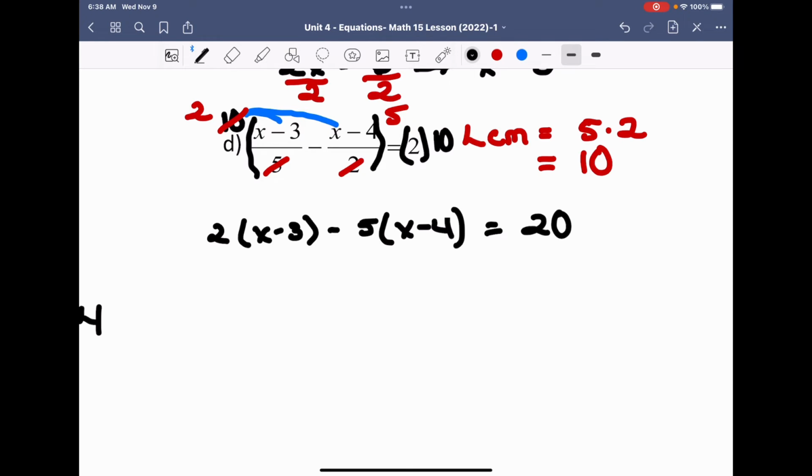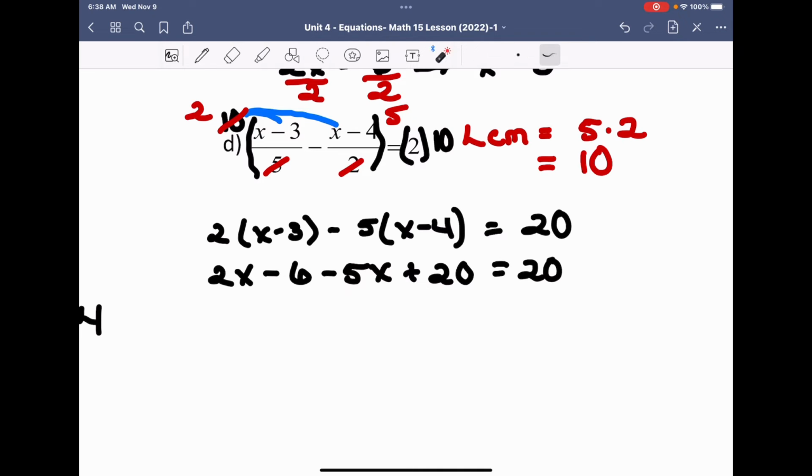Now, I need to expand these brackets by distributing my terms. So in my first bracket, it becomes 2x. 2 times a negative 3 is negative 6. Negative 5 times x is negative 5x. And then negative 5 times a negative 4 is positive 20, is equal to 20.